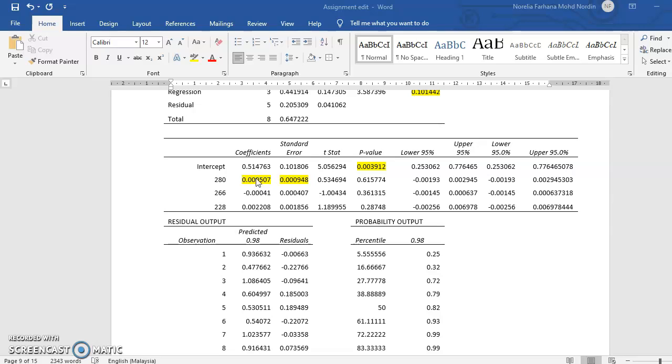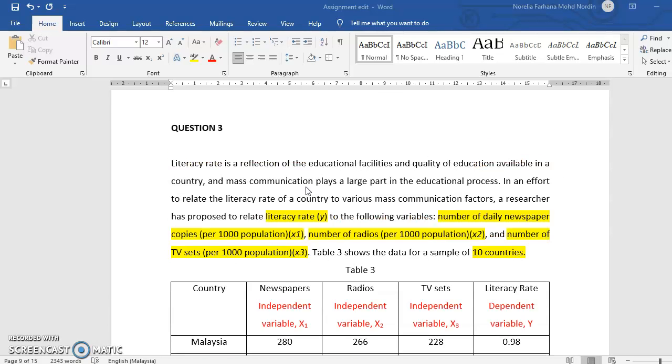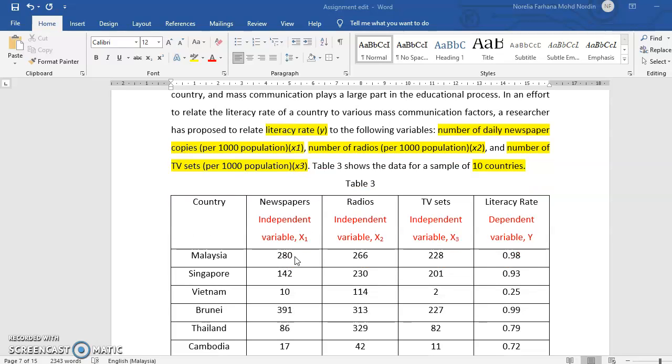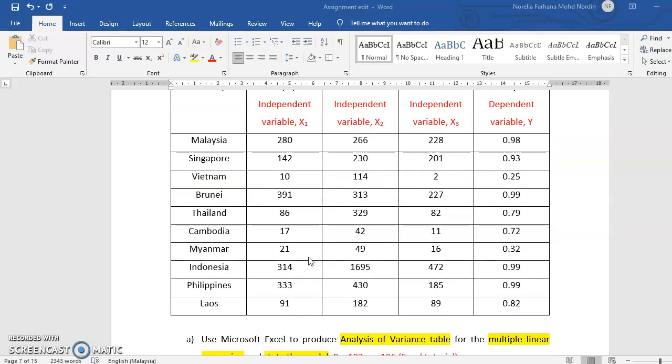Macam mana kita nak tahu this value refer to beta 1, not beta 2 or beta 3. Kita boleh tengok kat sini. 280, 266, 228 actually refer to this number. 280, 266 and 228. So, for 280, maksudnya value tu berkaitan dengan newspaper saja.